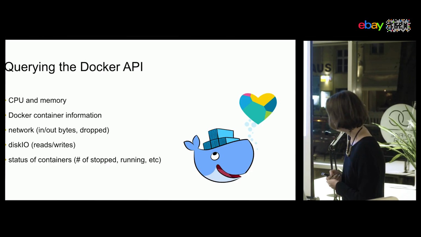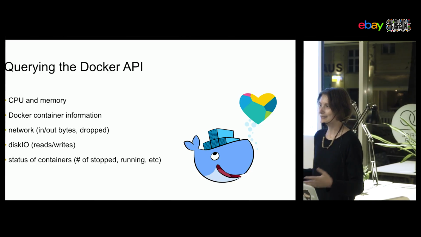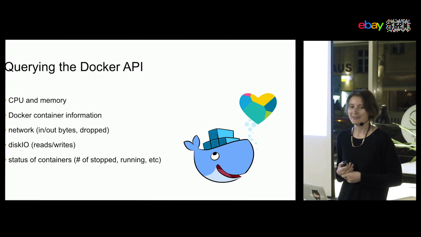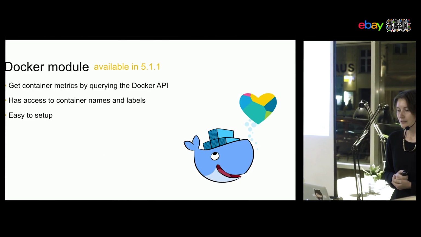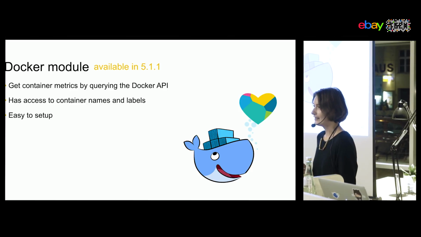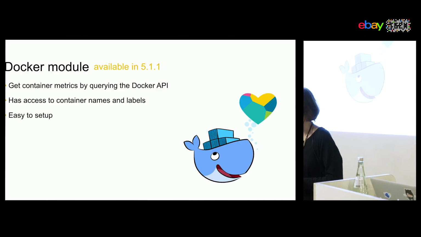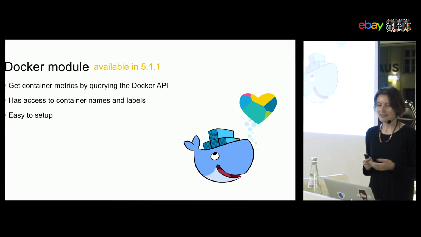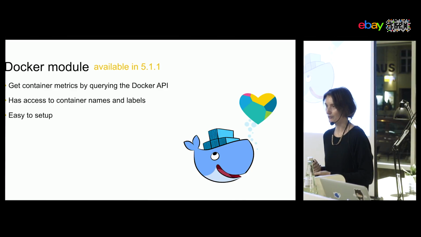After I present this slide, I will show you a short demo where you will see in detail what kind of information you can get from your Docker containers. The Docker module in Metricbeat was just released like 5 minutes ago with 5.1.1, and it's able to get information about your Docker containers by querying the Docker API.